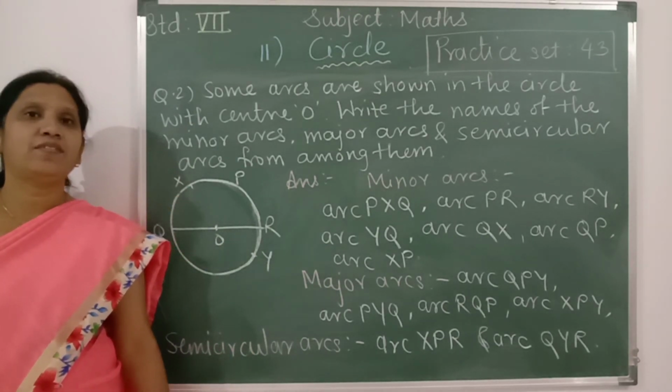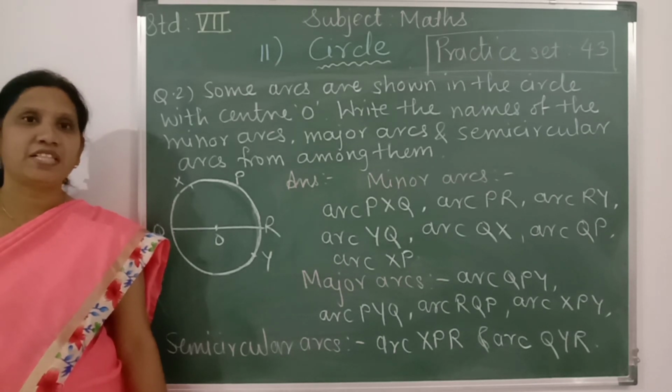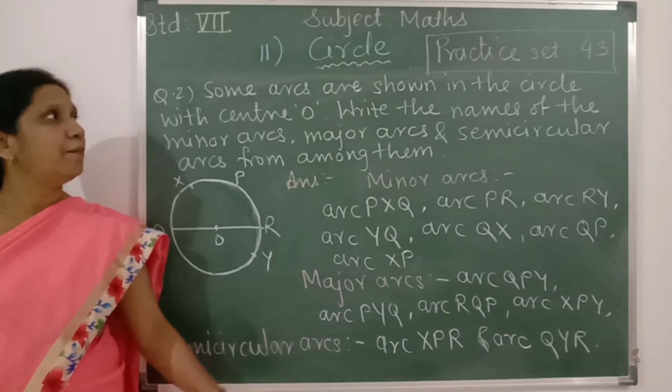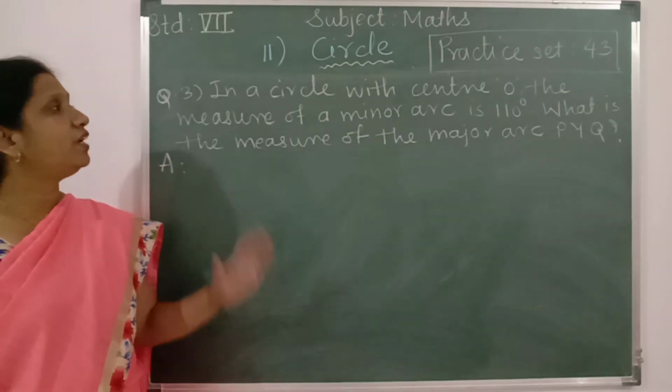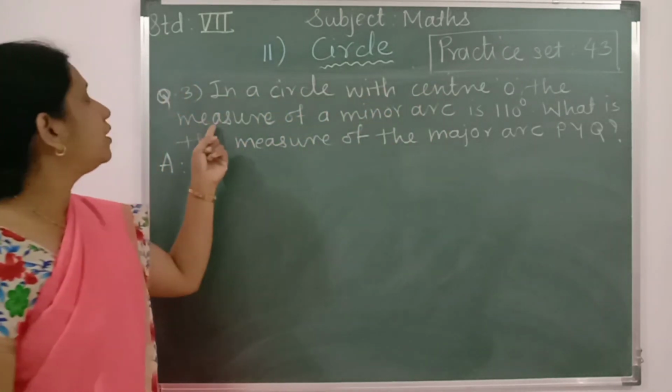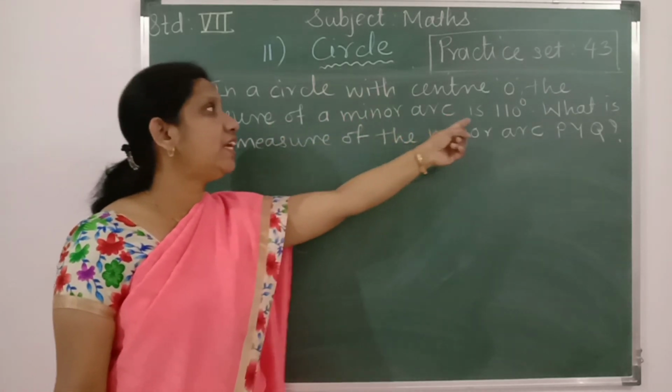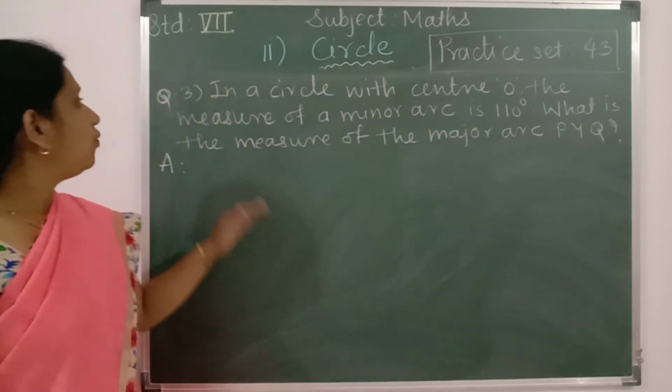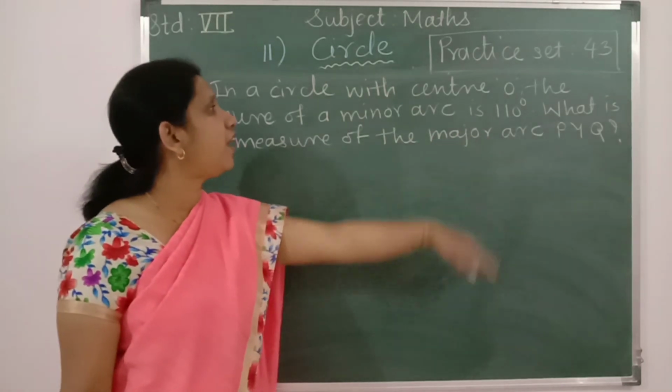Now we will solve question number 3, which is the last question of practice set 43. Students, let's see the question. In a circle with center O, the measure of minor arc PXQ is 110 degrees. What is the measure of the major arc?